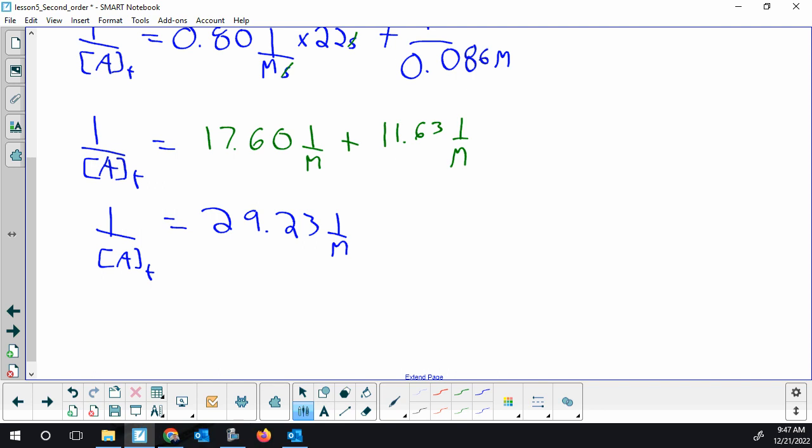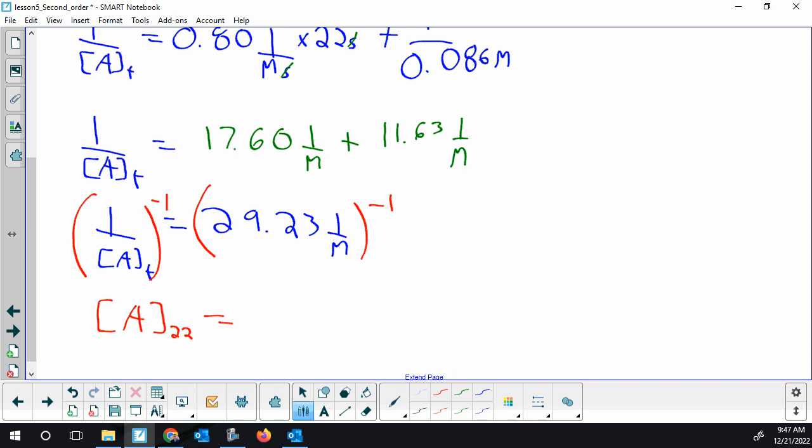Just be careful, we're not done. We have the inverse of our answer. So if we take the inverse of both sides, we'll flip from 1 over the answer to our answer, and we're done. So the concentration, I've been just going A sub T. You could go T or A subscript 22 seconds.